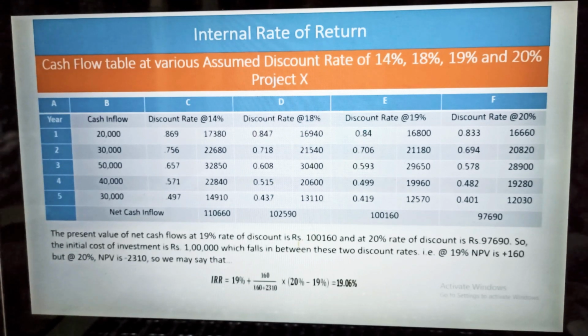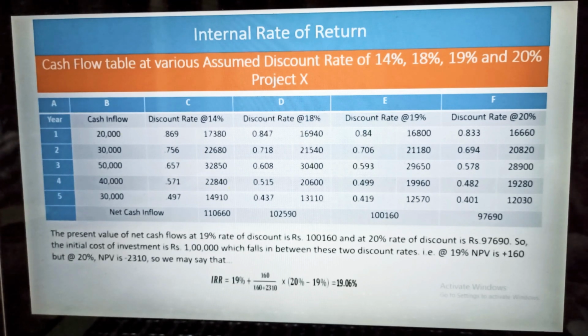Then the discount rate cash flow table: 0.869, then 0.7566, 0.657 and 571. The same way I have taken at the rate of 14%, at the rate of 18%, then 19, then 20%. I have taken these values from the tables. Then I multiplied this.